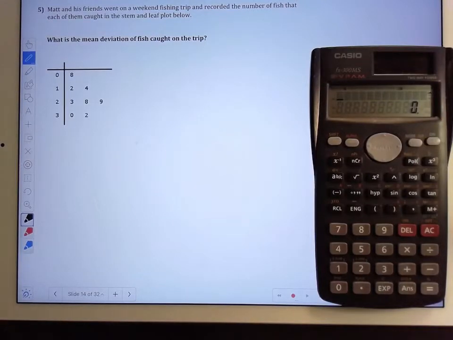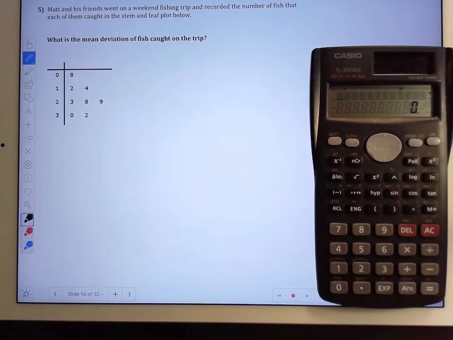Hey, so we're still looking at mean deviation. This time we've got mean deviation being shown to us with a stem and leaf plot, which we've seen before. Matt and his friends went on a weekend fishing trip and recorded the number of fish that each of them caught in the stem and leaf plot below. What is the mean deviation of fish caught during the trip?